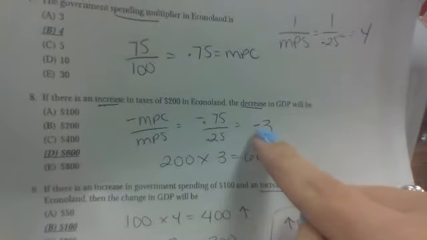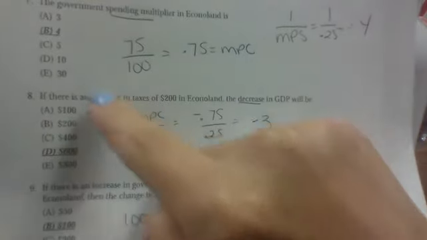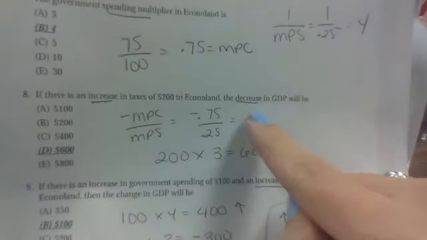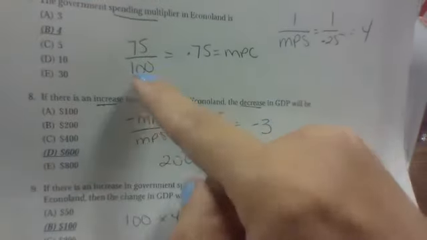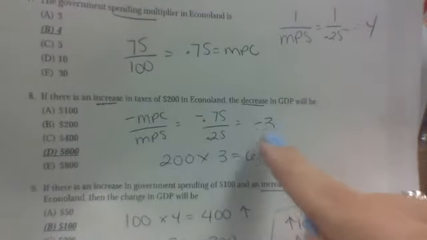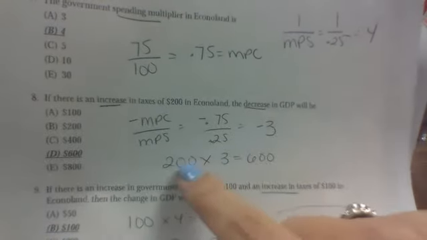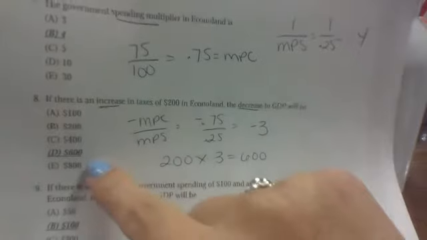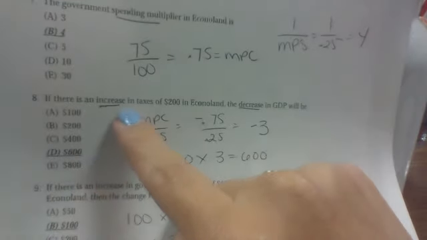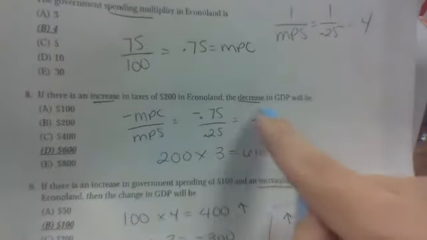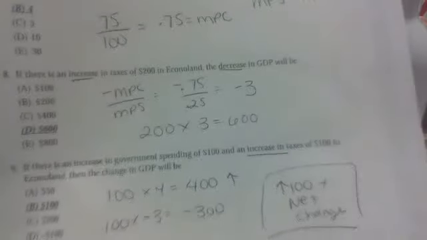What that negative means is there's a negative relationship. If taxes go up, GDP will decrease. If taxes were to go down, GDP will increase. So that just means a negative relationship. So 200 times 3 is that $600 change. If taxes go up by $200, GDP will decrease by $600.